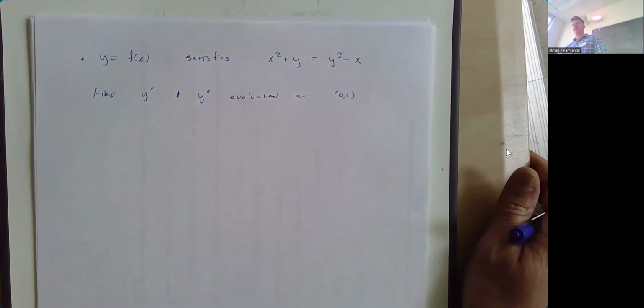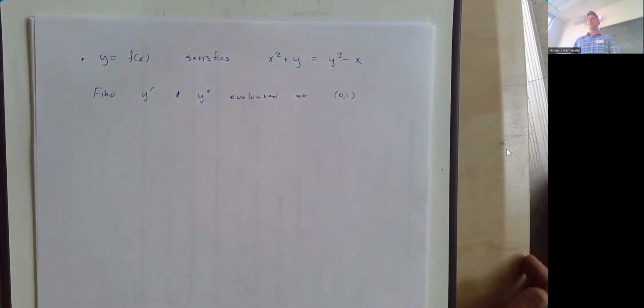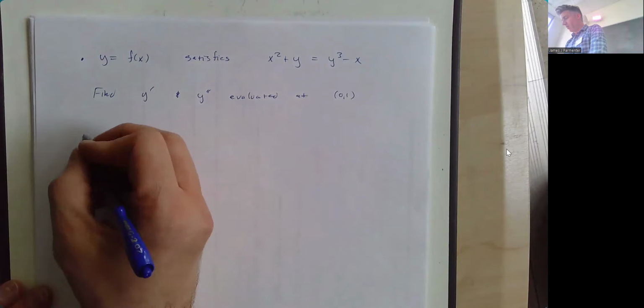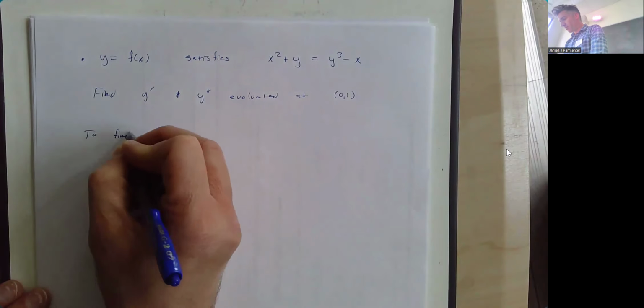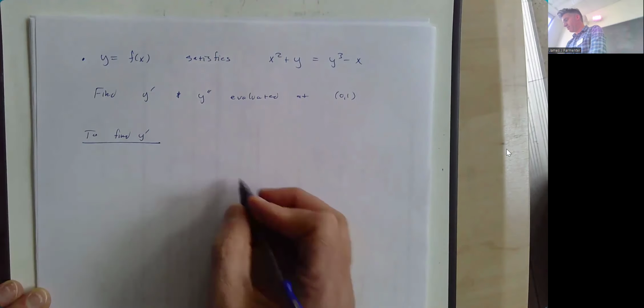I feel like we talked about using implicit differentiation at a certain point, but I don't actually remember if we talked about it, so we're going to talk about it right now. Also, we definitely didn't talk about the second derivative implicitly, so we should talk about that. All right, so to find y prime, differentiate both sides.